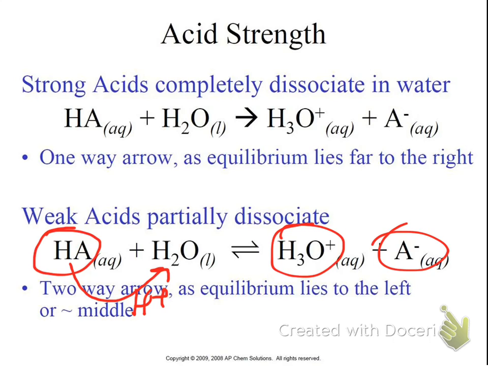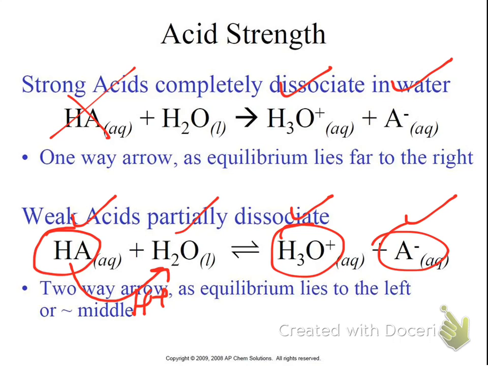So what that means is at equilibrium there's going to be HA, there's going to be H3O plus, and there's going to be A minus. And naturally there's going to be water as well, but we don't consider it in the equilibrium. So all three of those players will be in the situation with a weak acid, whereas with a strong acid, the only things in the equilibrium are going to be H3O plus and A minus. None of that HA.